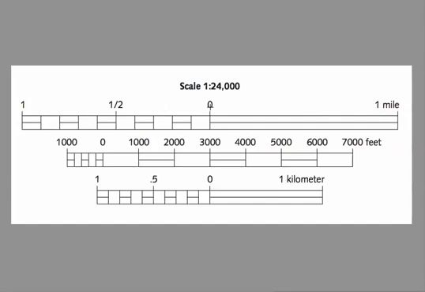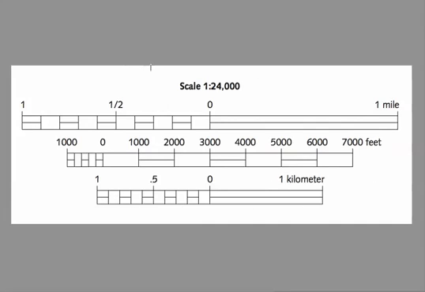We can also have a graphic scale. This graphic scale, 1 mile, 0, and then another mile broken into sections. So this entire graphic representation is 2 miles long. Here is a graphic representation in feet, and here's one in kilometers.